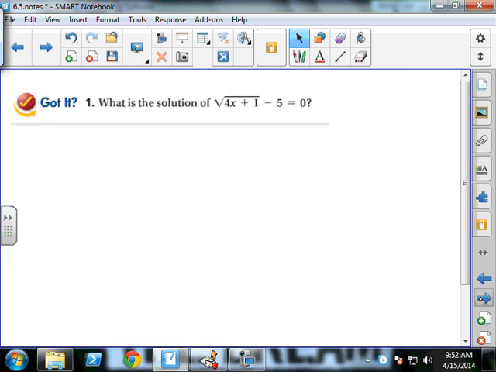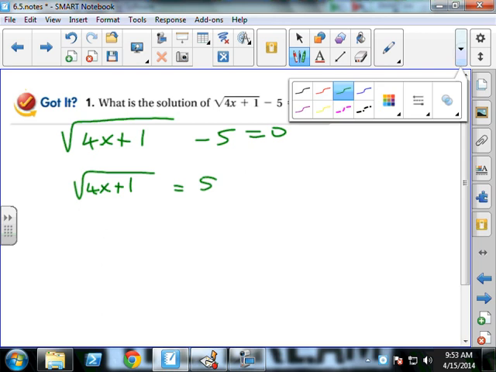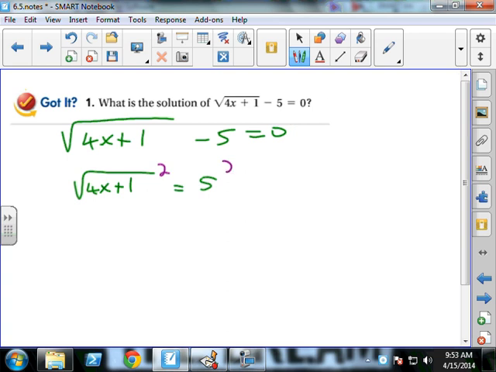So let's try this got it problem. So in this got it problem, we've got the square root of 4x plus 1 minus 5 equals 0. So we're going to do some housekeeping. 4x plus 1 equals 5 under square root the 4x plus 1. A lot of people will skip steps, and I almost did along the way here. I square this and I square this. So this is 4x plus 1, and that equals 25. So then I get x equals 6.